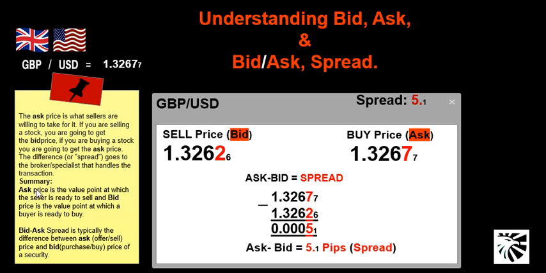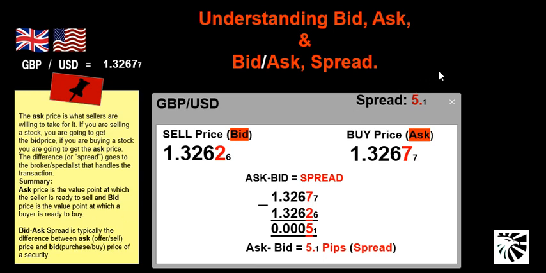Summary: ask price is the value point at which the seller is ready to sell, and bid price is the value point at which a buyer is ready to buy. Bid-ask, now, which is the spread, which is the commission. Bid-ask spread is typically the difference between the ask offer sell price and the bid purchase or buy price of a security.